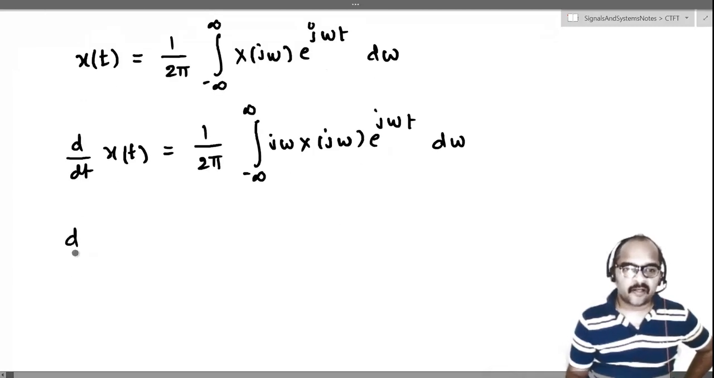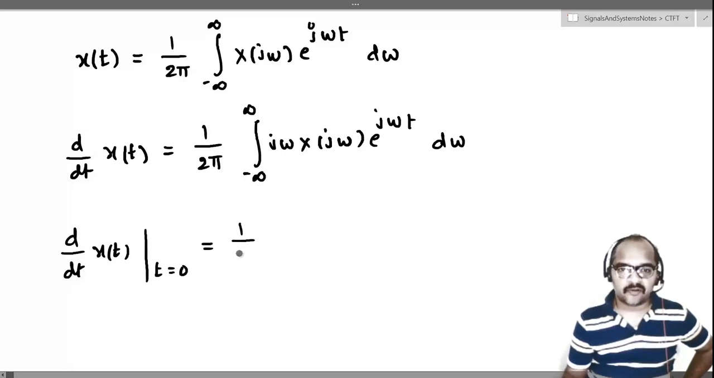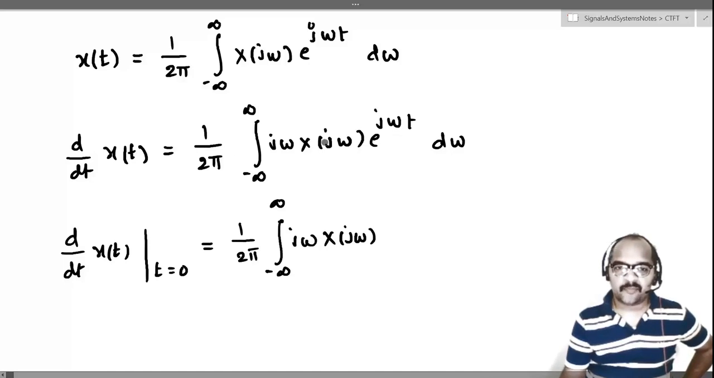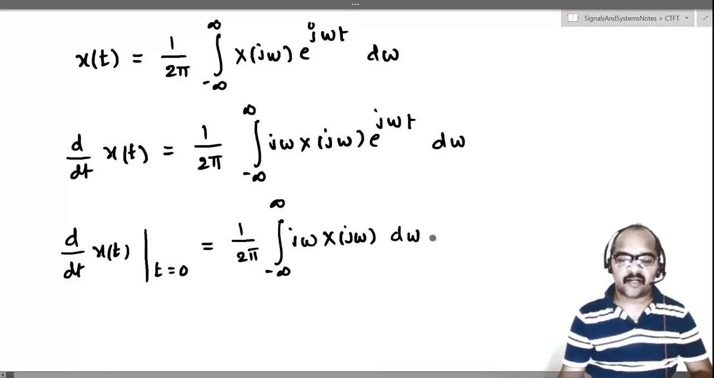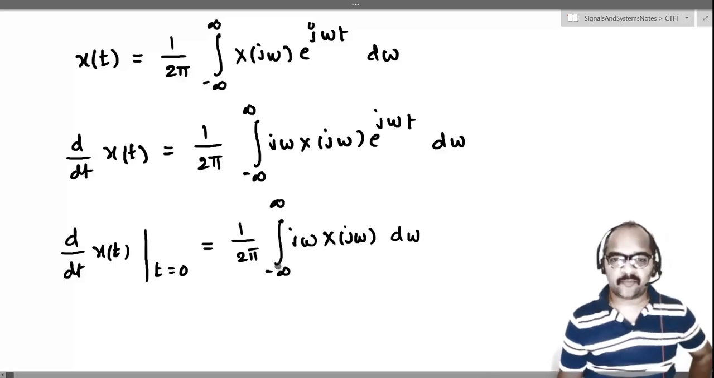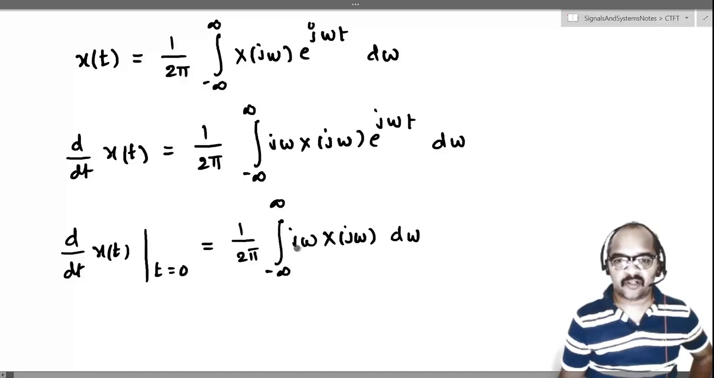So what will happen? d by dt of x(t) at t equal to 0 would be equal to 1 by 2 pi integral from minus infinity to infinity of jω X(jω), and because t is replaced with 0, e^(j0) is 1, multiplied with jω. So what is d by dt of x(t) at t equal to 0? That is this integral, 1 by 2 pi integral from minus infinity to infinity of ω X(jω) dω.